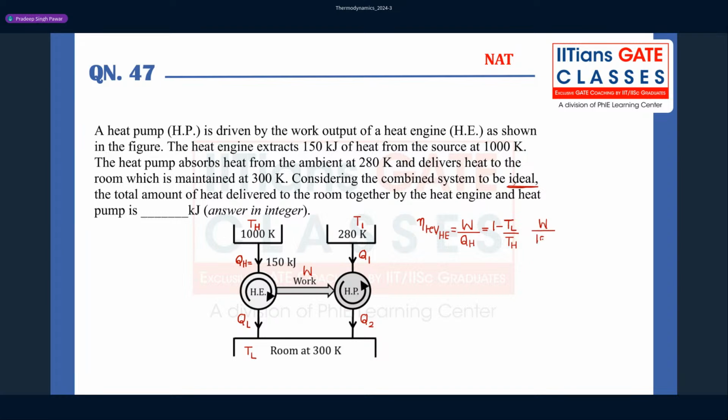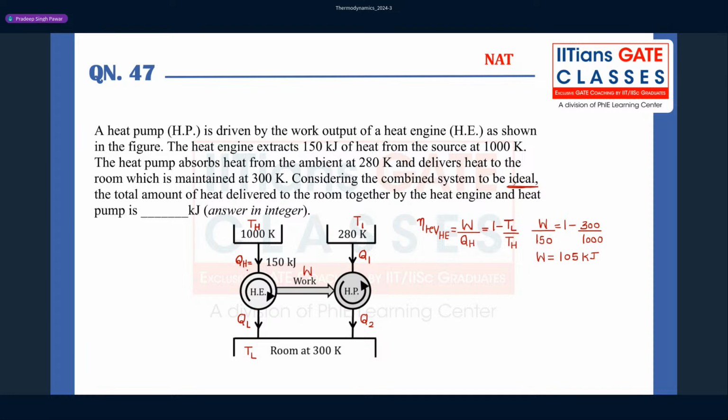QH is 150 kilojoule. TL is 300, that is the low temperature sink. TH is the high temperature source, which is at 1000 Kelvin. So we can calculate the work done by the heat engine. It will be 105 kilojoule.